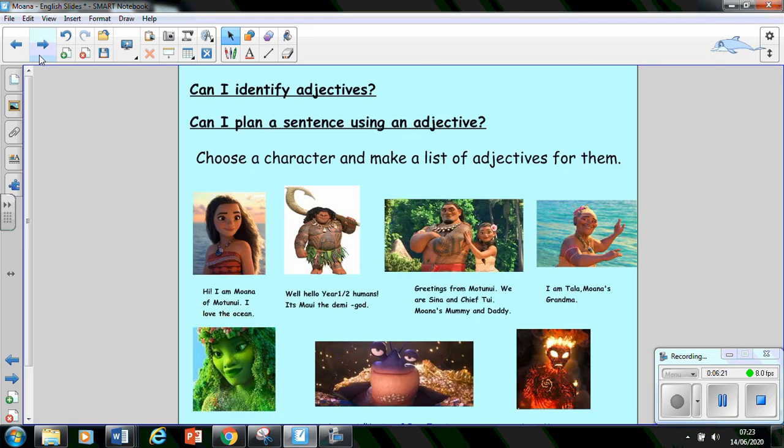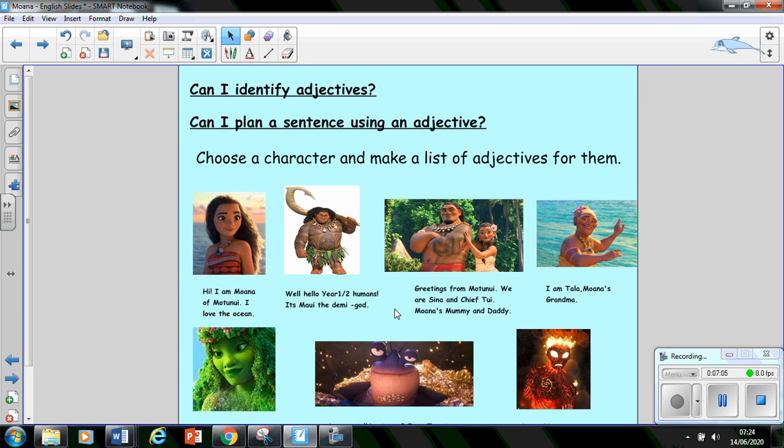Now, here we've got the same pictures of our characters again. What I'd like you to do is choose a character and make a list of adjectives for them. If you wanted to make it even more exciting, you could draw the characters in your book, or in your home learning book that we've sent you. So you could draw Moana, you could draw Maui, anybody, Tamatoa, Taka, anybody that you like. You could just draw them first and then make a list of adjectives for them, like we did for Chief Tui.